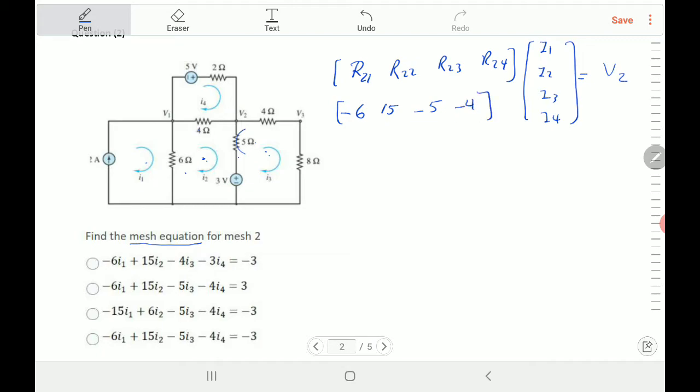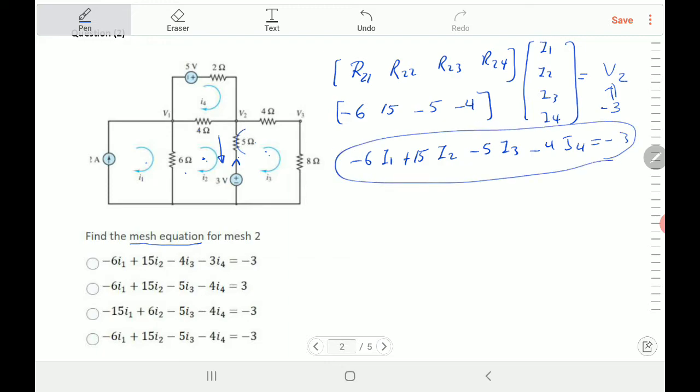So what about the voltage? Any voltage source here? Yes, that's 3 volts, and the current should come out of the positive, which is in the opposite direction to the mesh current I2, so it will be equal to negative 3. So when you write the equation, it will be minus 6 times I1 plus 15 times I2 minus 5 times I3 minus 4 times I4 equals minus 3. So that will be the equation.